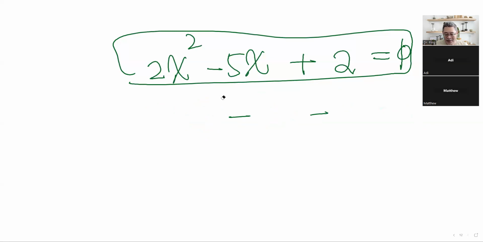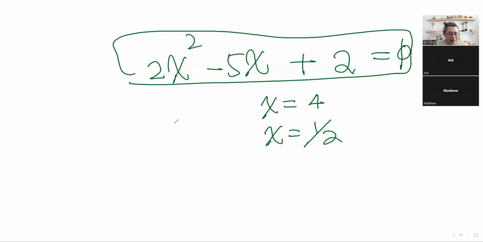Yeah. Okay, let's see if we can do this one. I got x equals 4 and x equals 1/2. Yeah. Okay, let's see how we break it.